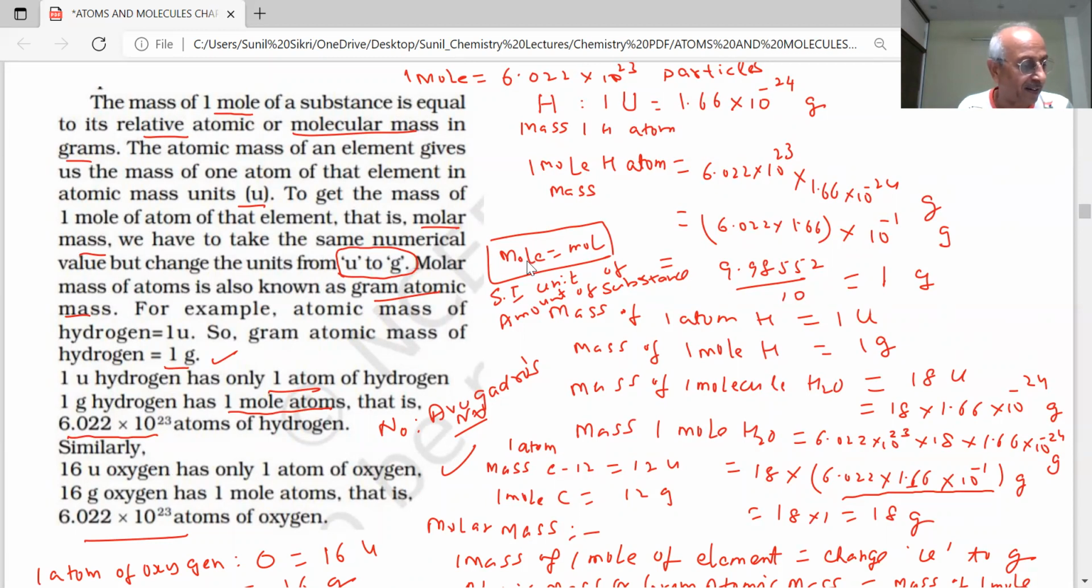Is it clear? Is it clear, students? Yes, sir. All right. So far, so good. This is where we are working now, because there will be questions based on mole concept always in every exam. There will be no exam where a question will not be asked on it.